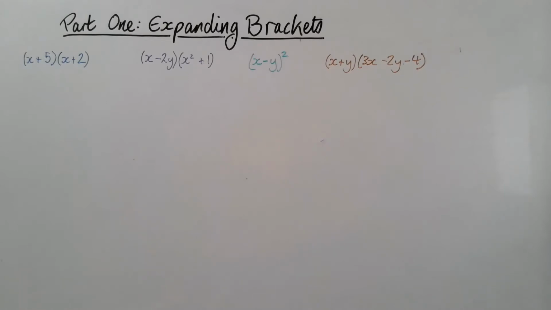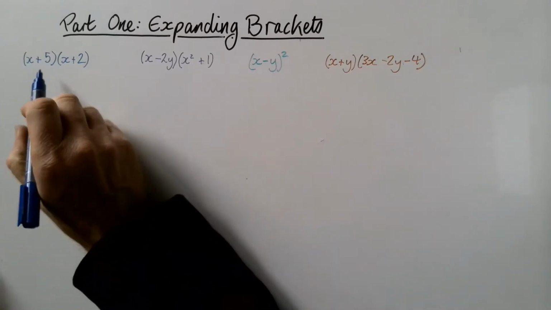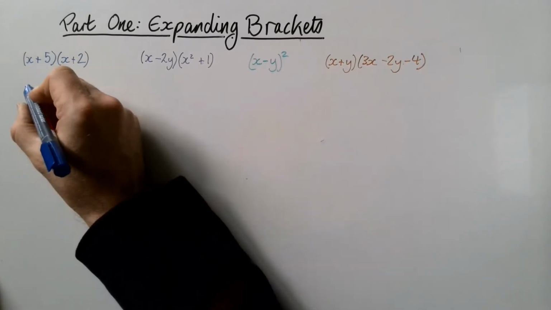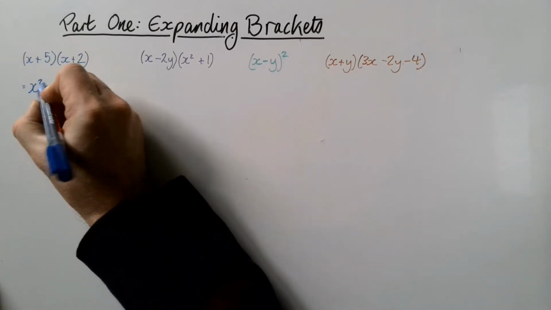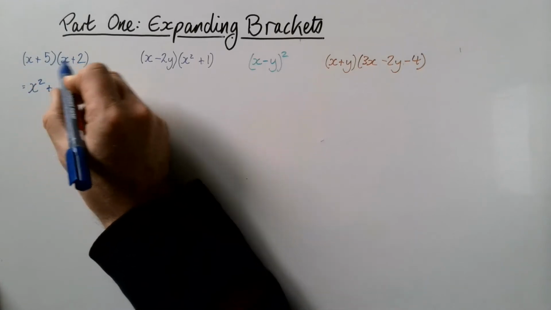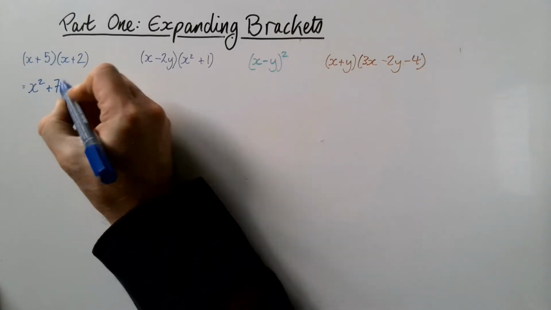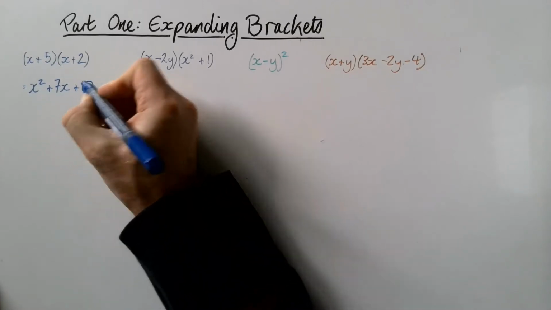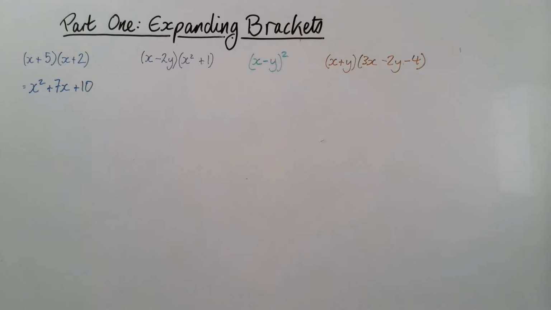So the first one I would just do using the sum and product rule. So you're going to get x squared when the x and x are multiplied together. You're going to get 5x and 2x, so you're going to add together the 5 and 2 to get your coefficient of x, and then you're going to multiply those two together to get 10. I would always do it that way, 1 because it's quicker, and 2 because it'll help us with factorising later on.